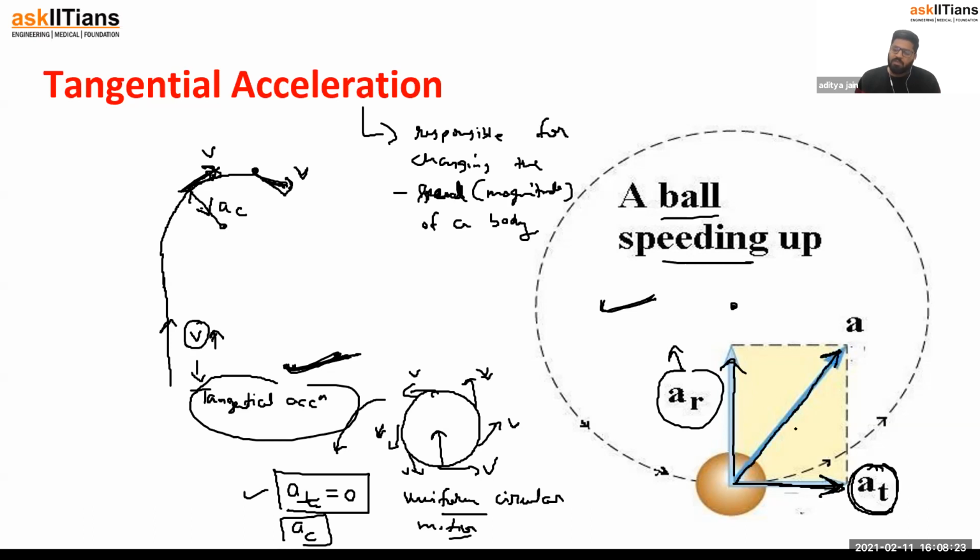This is the resultant of both the centripetal and tangential acceleration of a body. So now I think you can bifurcate between centripetal and tangential. Centripetal for direction change, tangential for speed change or magnitude change.